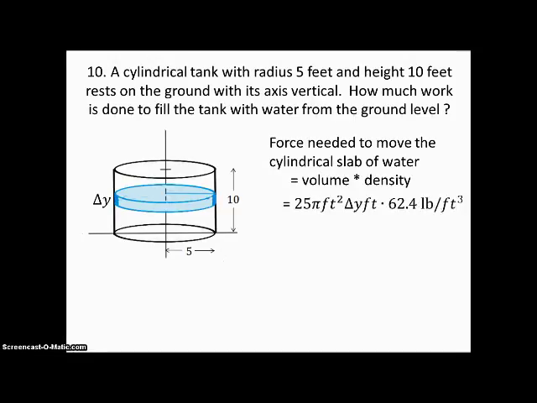So it's 5 squared, pi r squared is 25 pi, and that's in feet squared. And then you've got the height of the cylinder, which is delta y, and that's in feet. And then you've got the density of the water, which happens to be 62.4 pounds per cubic foot. And so you'll notice that the feet cancel, right? So we end up with 25 pi times change in y times 62.4 pounds.